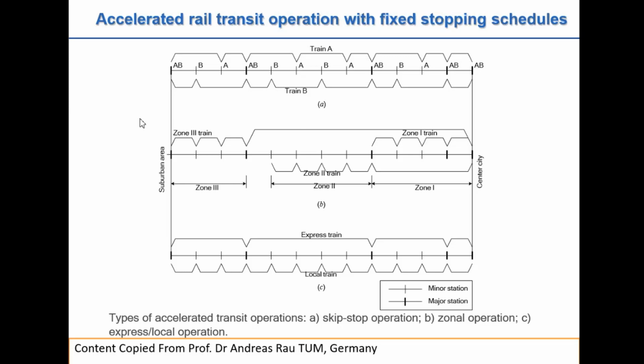Okay, the third one is about the zonal operation. The zonal operation means that the same route is divided into different zones, and each zone is covered by different trains. For example, this one is covered by zone 1. This is covered by zone 2. This is covered by zone 3. And then we have the express and local trains.